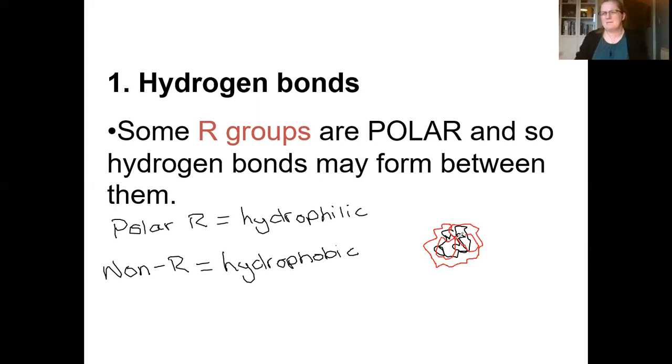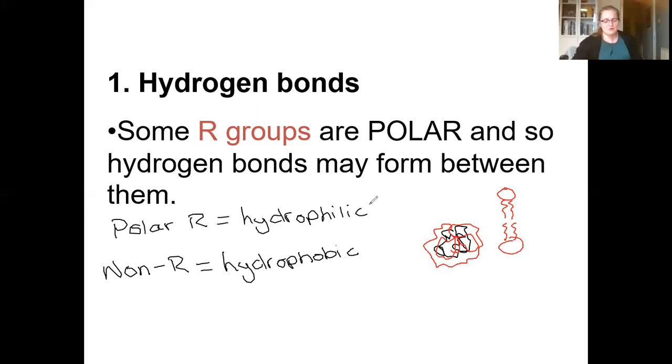It's really badly drawn, but you're getting the idea that because they're hydrophobic, they want to go in the middle. It's a bit like when we talked about the lipids making micelles, or phospholipids making the bilayer. The tails are hydrophobic, so they go into the middle. The heads are hydrophilic, so they're on the outside.